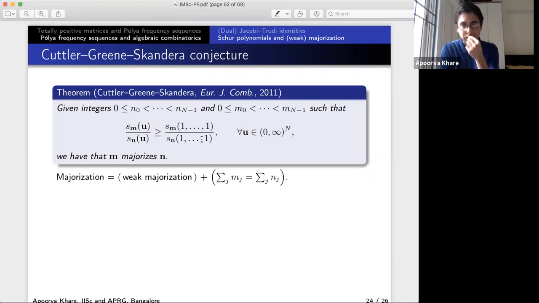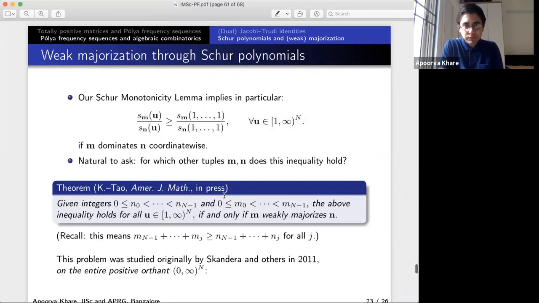So in the paper with Tao, we show that it's enough to prove this, not on the positive orthant. It's enough to check that if you take a countable sequence of tuples of u's in 1 to infinity to the n, where the u's are going to infinity, and this inequality holds on that countable sequence of tuples, then m weakly majorizes n.